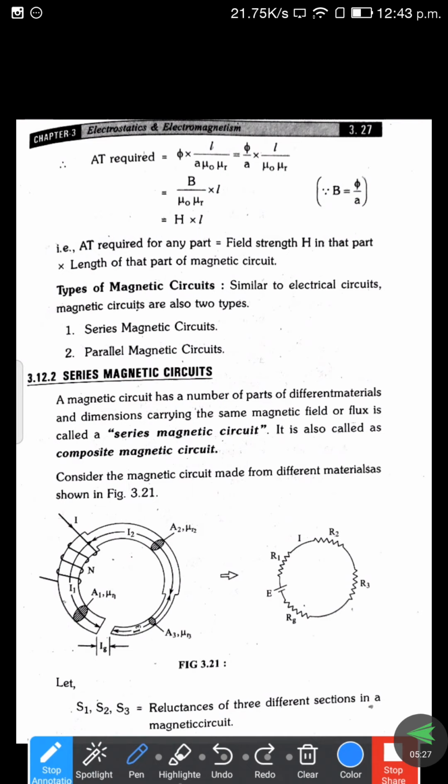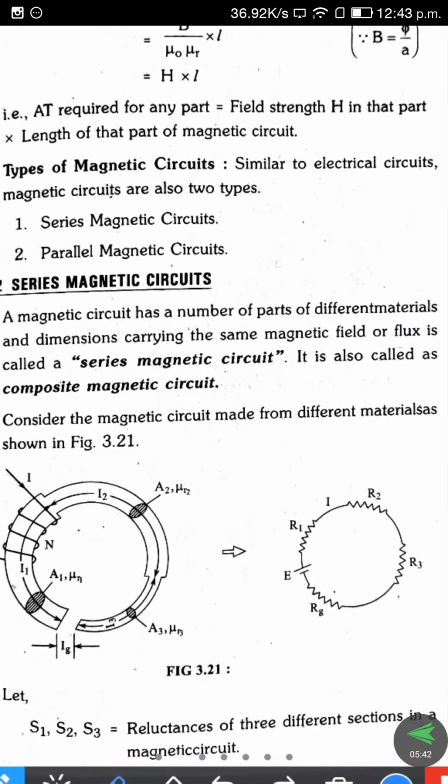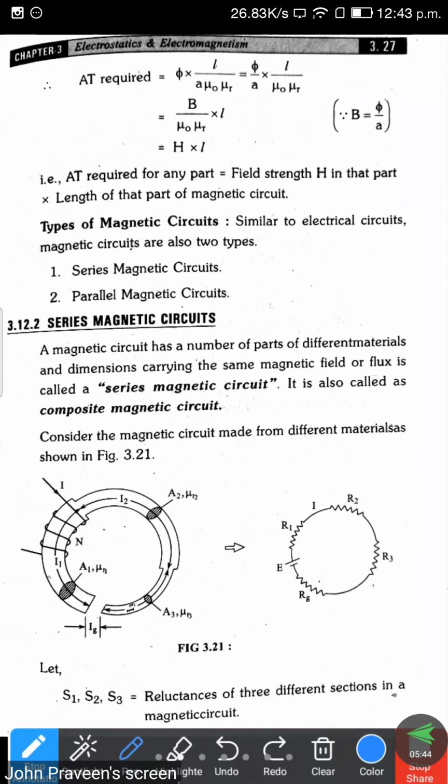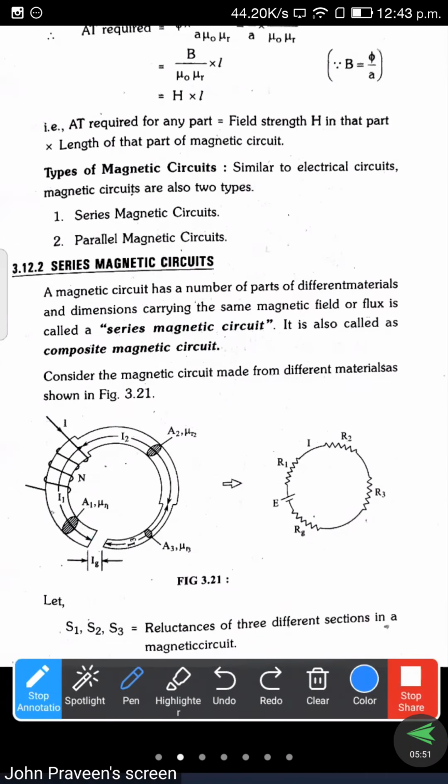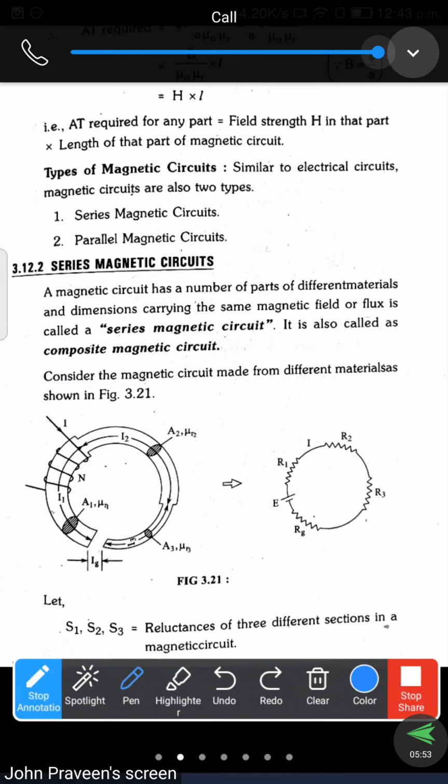Here the materials 1, 2, 3 have the cross section areas A1, A2, A3. And the relative permeability of each material we are assuming as mu R1, mu R2, mu R3. Mu naught is constant for every material, so that we already know. Next we are assuming non-uniform current is flowing, but actually the current is the same in a series circuit. Instead of current we are taking the flux.